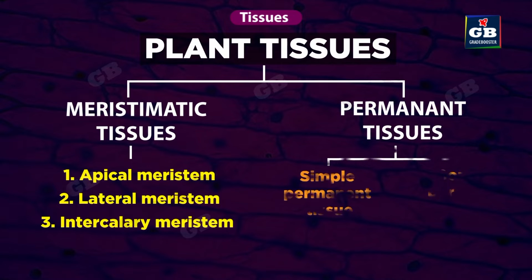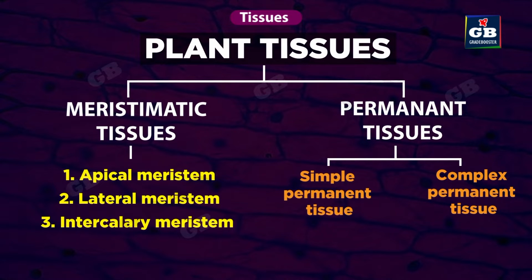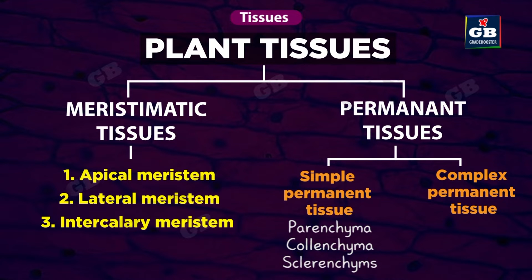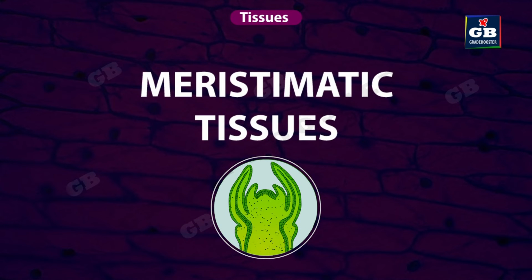Permanent tissues are of two types: simple permanent tissues, which consist of parenchyma, collenchyma, and sclerenchyma. Complex permanent tissues consist of xylem and phloem. Now, let us know about the location, structure, and functions of each of these tissues. Let us begin with meristematic tissues.